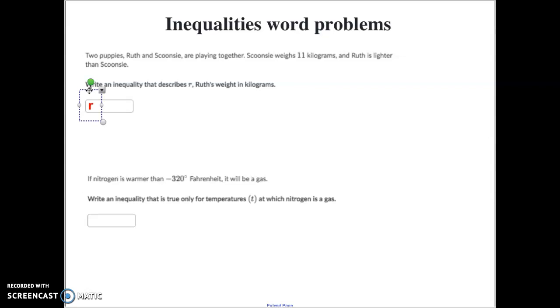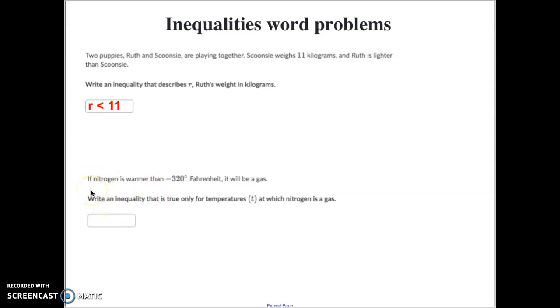Thanks, Corbin. All right. So we got R. Ruthie is lighter. So R is less than 11. And you know what? I think it would look better if I did a space between them. You don't want to put a space between them when you put them on Khan Academy. Biggest things here, you want to make sure that you use the correct variable that they tell you to use, the correct inequality sign, and the correct number. It's not that difficult. Here's my second example.